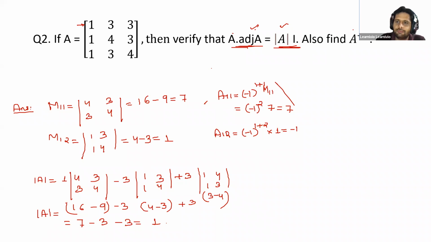Because we also need to find A inverse. Okay, Shravya, please tell me. Sir, I'm solving the last part. The last part means you have verified this one. I multiplied A into adjoint A, so I got the identity matrix.